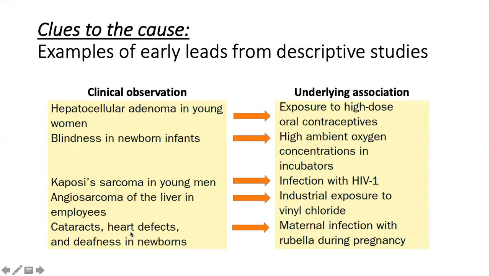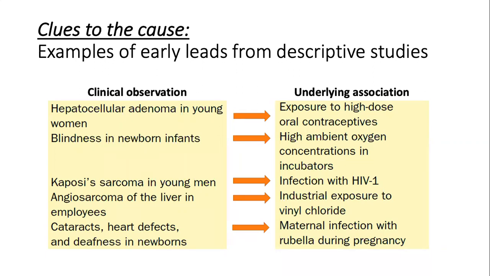And lastly, the presence of cardiac defects and deafness in newborns. When they looked at that cluster of newborns with that certain syndrome, they looked back at the maternal exposure of the women. They discovered that all the women had maternal infection with rubella during pregnancy, and they were able to establish the association of maternal rubella with the presence of congenital rubella syndrome.